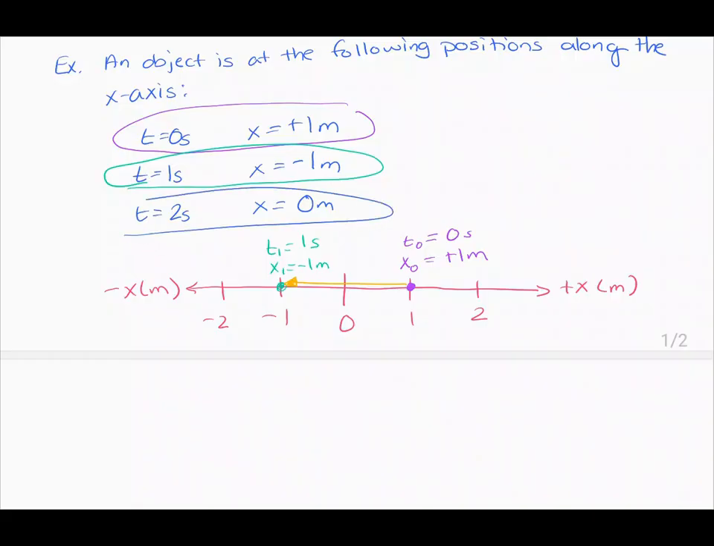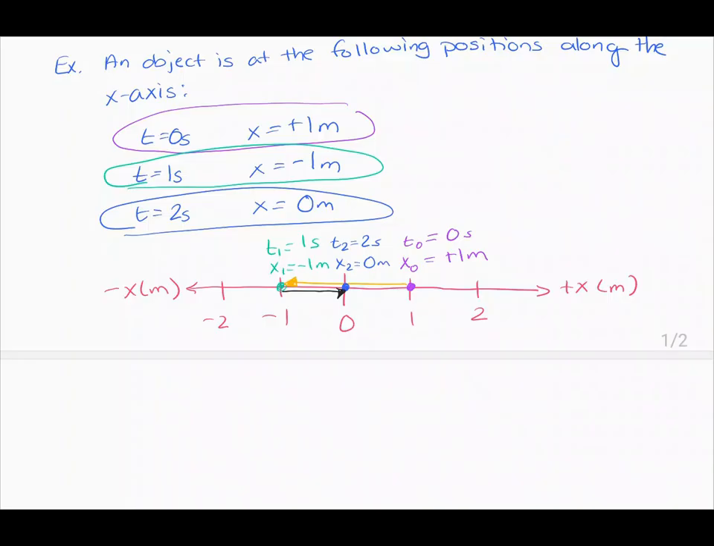And that is at 2 seconds, I'm at 0 meters. So I'm going to put that here. So I'm going to define t2 to be 2 seconds and x2 to be 0 meters. And to get there, I had to move. And so, for example, we had to move towards the right. So those are the different motions that occurred.